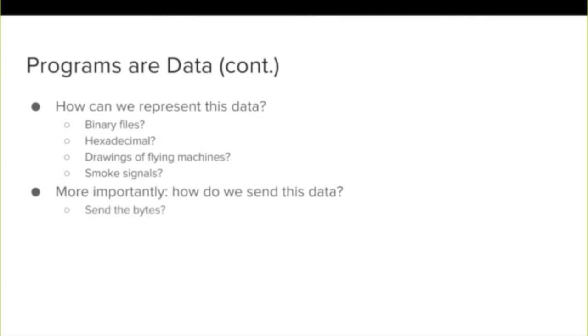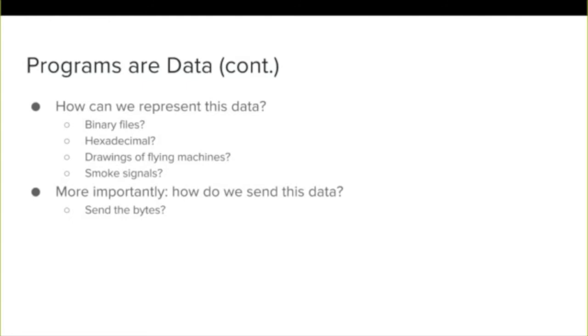So do we just send the bytes? Let's say I have a device. It's a magic tube, okay? And I put a byte in one end, and the byte pops out the other. And it's perfectly error-free, okay? Let's say I'm going to send the program. The program's just a string of bytes, right? I want to send you this program. I start putting those bytes into the magic tube, okay? How do you know when I'm done?